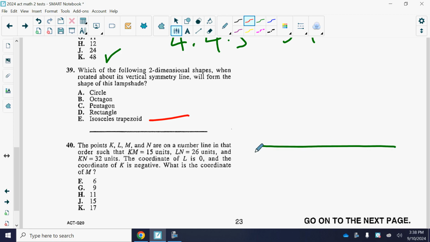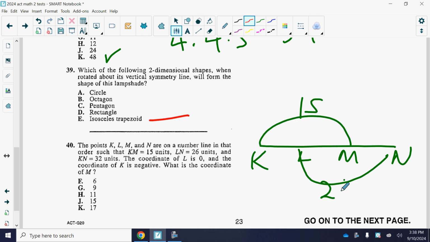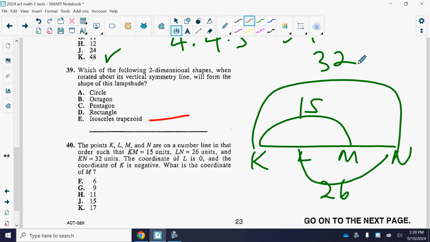In that order. So K's here, L's here. This is the classic overlap, I bet. KM is 15. LN is 26. And the whole thing is 32. So 15 and 26 don't make sense. That makes 41. That's how much bigger? That's the overlap.